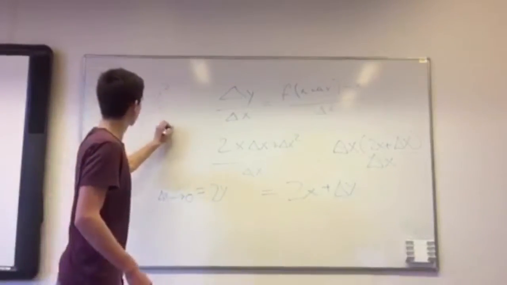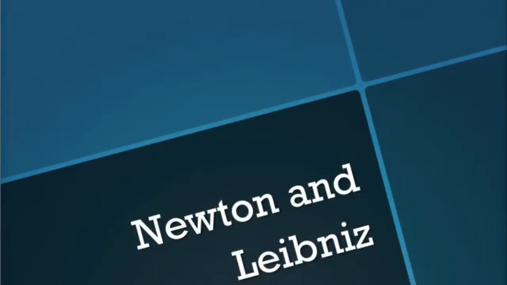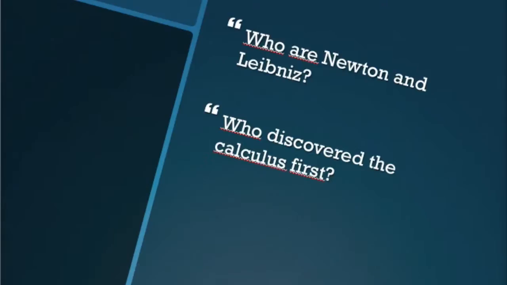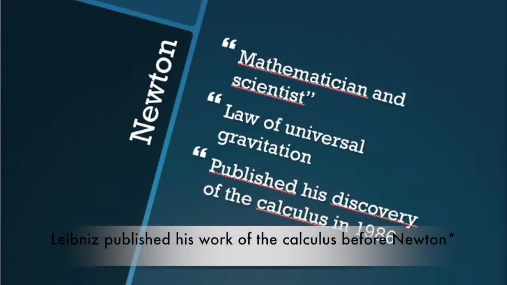In this part of the video, we will be talking about Newton and Leibniz. We'll first of all talk about who they were, and after that, who discovered the calculus first. Newton is a mathematician and a scientist, and he is well known for his law of universal gravitation, but also for being one of the discoverers of the calculus.